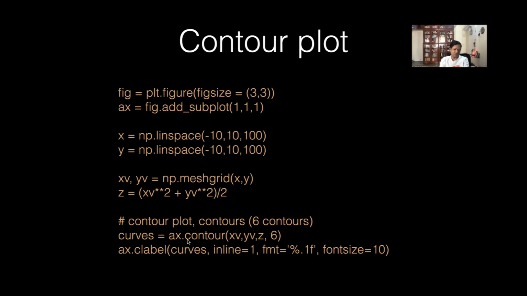Now I want a contour plot, so this is the most important function: curves equal to ax.contour(xv, yv, z). This is the mesh grid, and z, that function z, and I want 6 contours. I can label them, so that's why curves is the argument. Whatever comes out of the contour comes as the argument for the labels. So ax.clabel, with line thickness 1 and font size 10. Let's see how it looks.